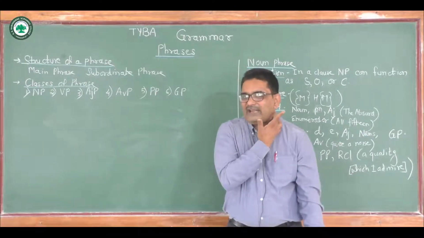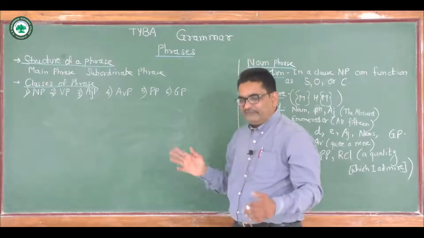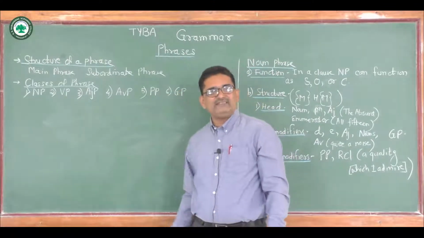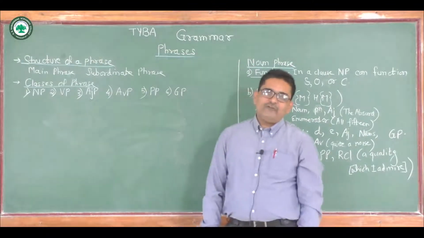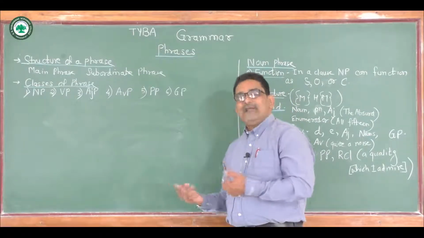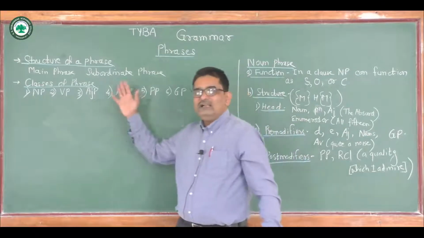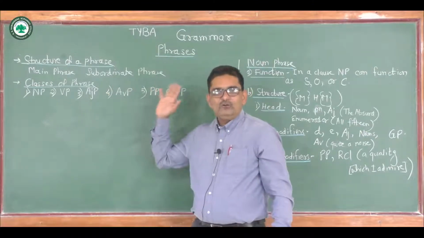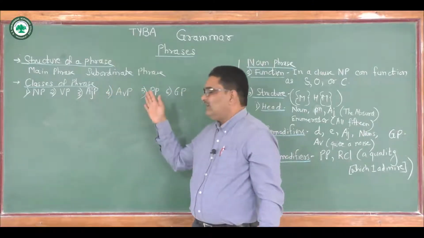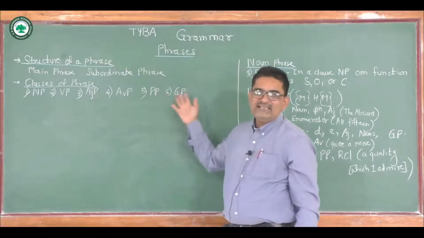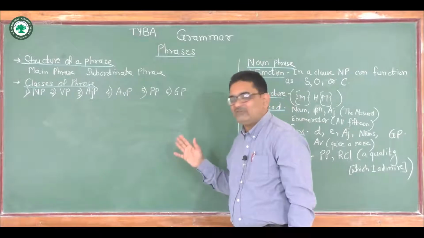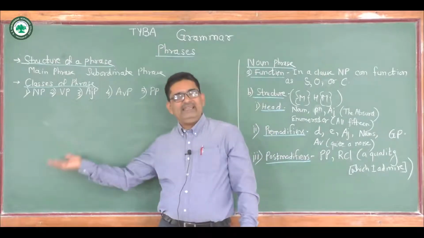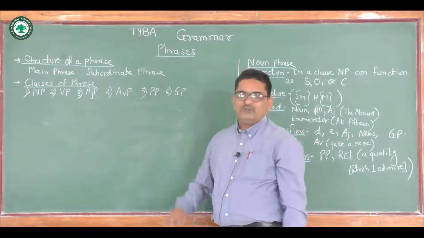The structure of a phrase is modifier, head, modifier. The structure of a phrase might differ at different levels. So the structure of a noun phrase is modifier, head, modifier. The structure of a verb phrase is auxiliary, main verb. We will deal with the noun phrase, verb phrase, adjective phrase, adverb phrase, prepositional phrase and genitive phrase one by one. I am going to discuss those one by one. I will not give examples here, but I would give one simple example.